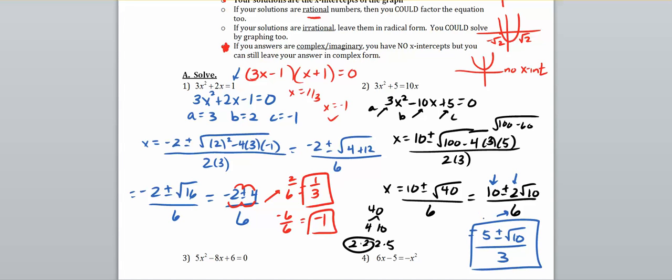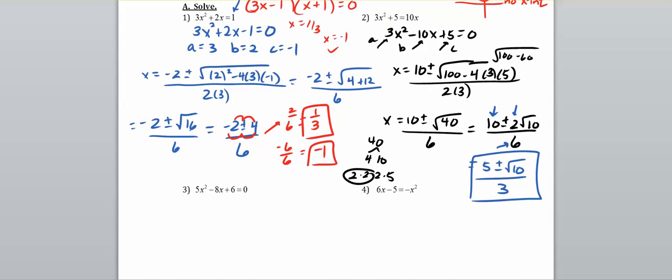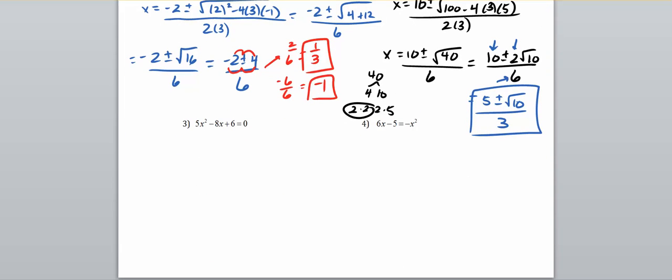So the quadratic formula was a great technique to use because I would have an irrational solution. Okay, let's try number 3. Number 3 does start in standard form, so let's just go ahead and use our a value, our b value, and our c value.